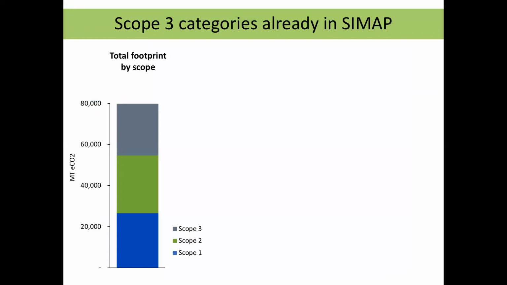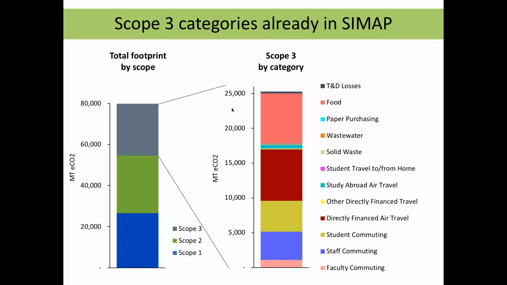So let's take a closer look at how emissions are distributed across these different Scope 3 categories for a campus footprint. So here I have an example graph using some data from UNH from several years ago, and the footprint is broken up across Scope 1, Scope 2, and Scope 3. So in this case, this footprint is pretty evenly distributed across the three scopes. Then if we zoom in just on Scope 3, this legend here on the far right has a full list of all of the Scope 3 categories that we currently have in SIMAP.